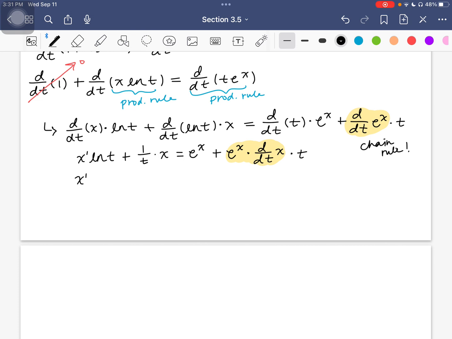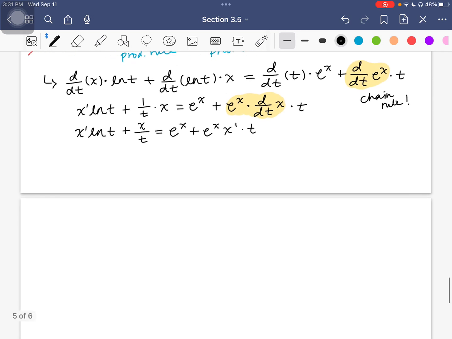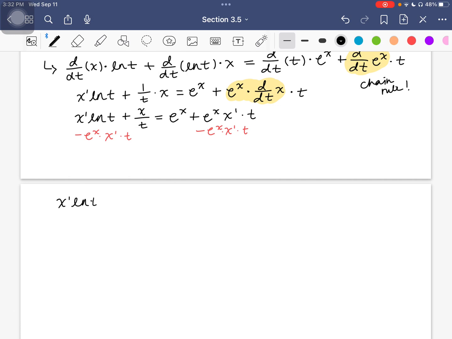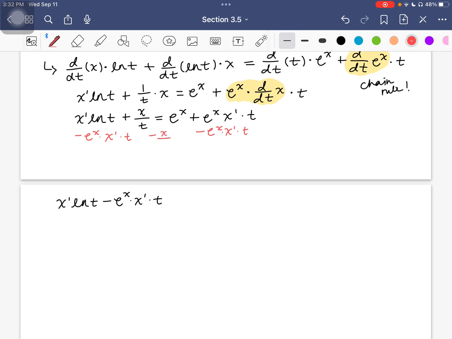So let's simplify a little bit. We have x prime ln t plus x over t here. That's going to be equal to e to the x plus e to the x times x prime times t. All right, and now remember we want to find x prime. So what we'll do is we'll move the terms over with an x prime onto this side, and then move the term without an x prime onto this side. So what I mean is we'll take away this term here on both sides. So we'll get x prime ln t minus e to the x times x prime times t. And then I'll take away this x over t on both sides.